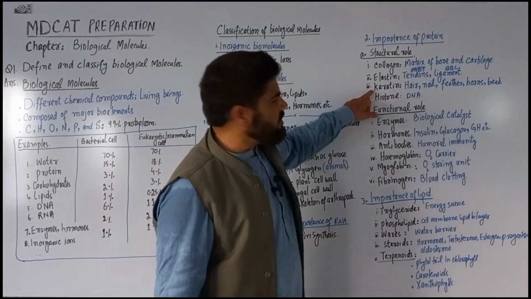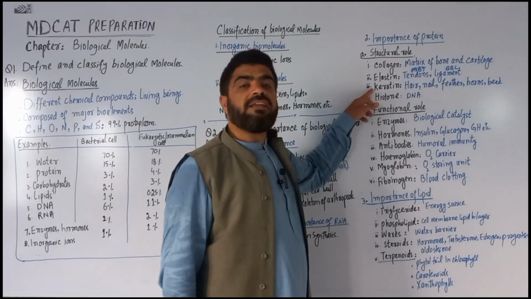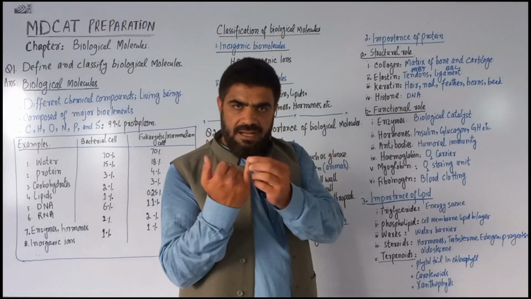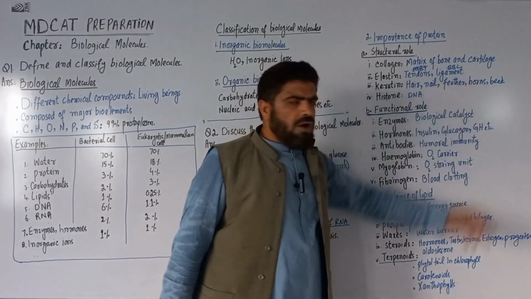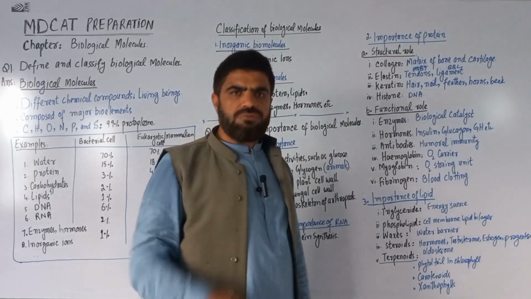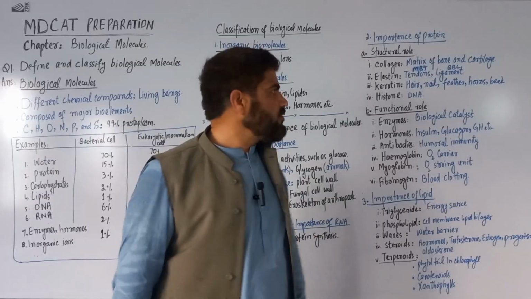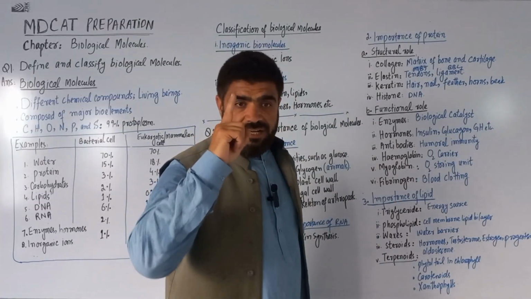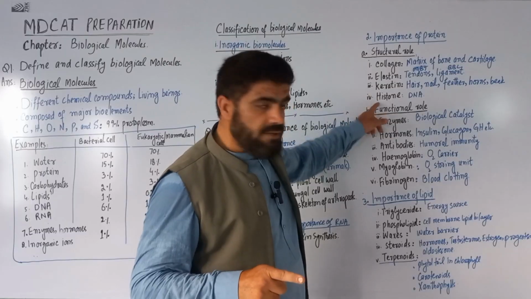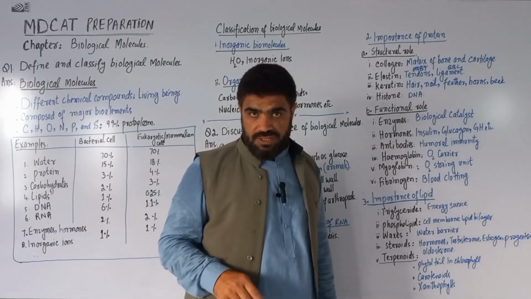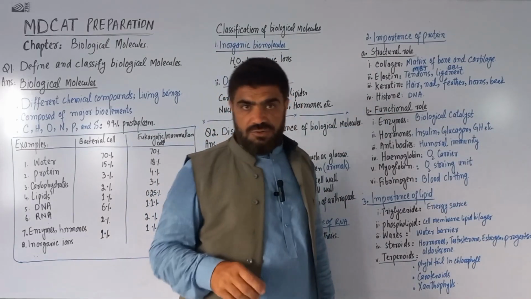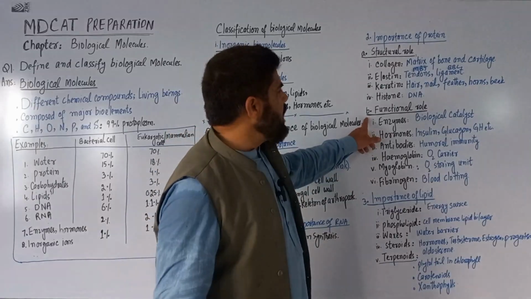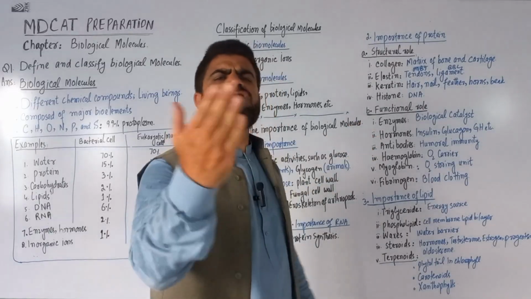Another example of a protein with a structural role is keratin. Keratin is found in hair, nails, feathers, horns, and beak tissue. Then there is the histone protein. DNA is wrapped around histones, and the nucleosome is built. This makes DNA a stable structure, and the DNA is then called chromosomes. These are the structural roles of proteins.